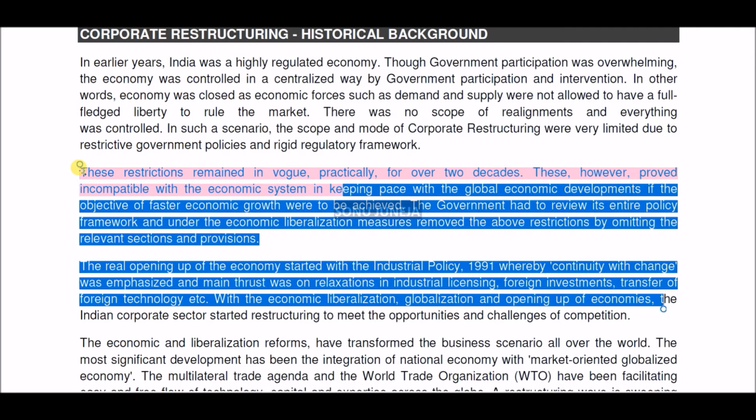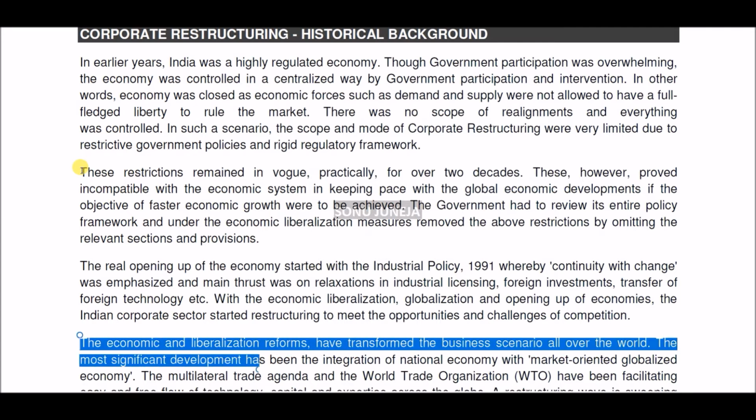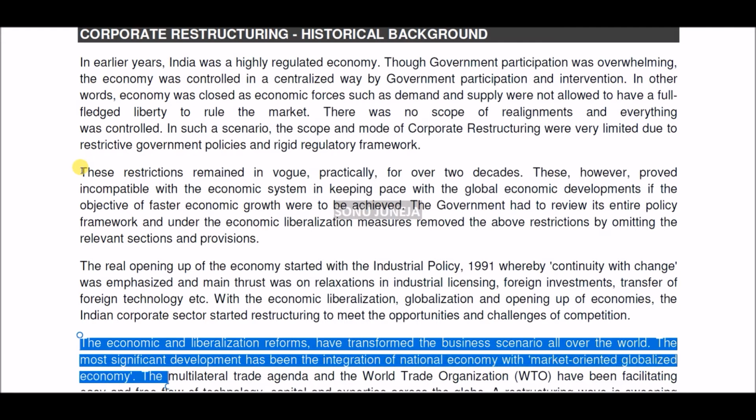Obviously, things had to be improved. So the Indian corporate sector started restructuring to meet the opportunities and challenges of competition. Economic and liberalization reforms have transformed the business scenario over the world. The most significant development has been the integration of the national economy with the market-oriented globalized economy.